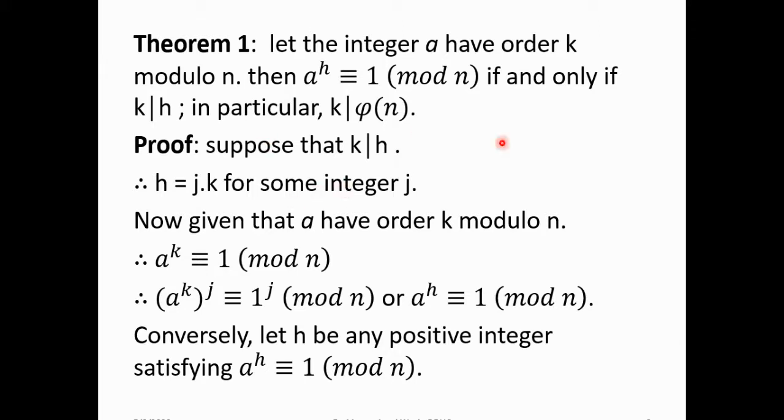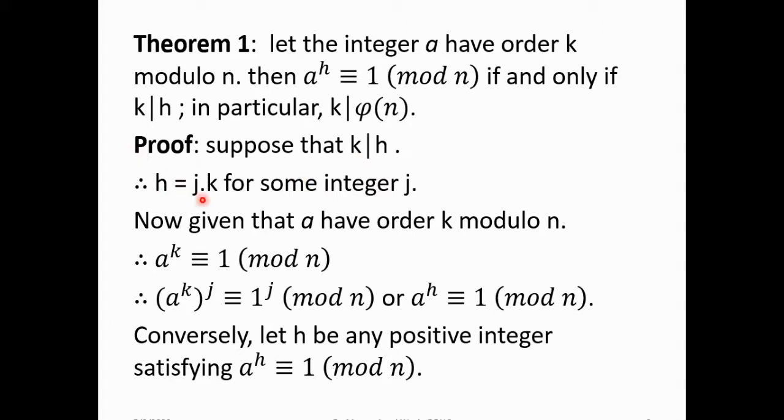Suppose that k divides h, because this is an if and only if result. So first let us suppose that k divides h, and we have to prove this thing. So if k divides h, then h is equal to k into something.